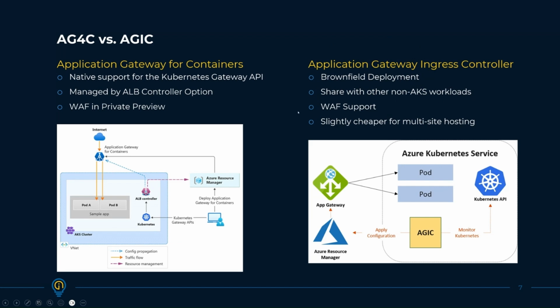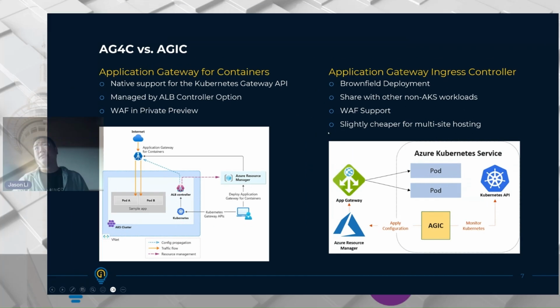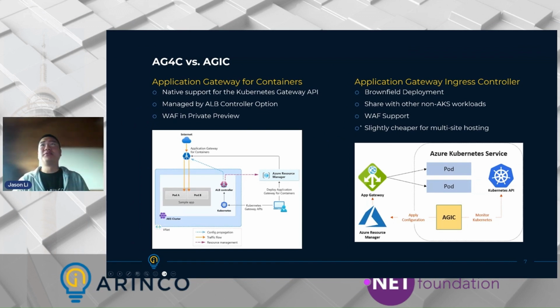It also supports Web Application Firewall. You can just use the same Web Application Firewall that is configured on the existing Application Gateway to apply the same rule sets onto the traffic into your Kubernetes as well. And it's also slightly cheaper, because it supports multi-site hosting, so you can use it more as a shared service. I would consider that slightly cheaper than Application Gateway for Containers. So in that case, I'm not going to say there is a clear winner.